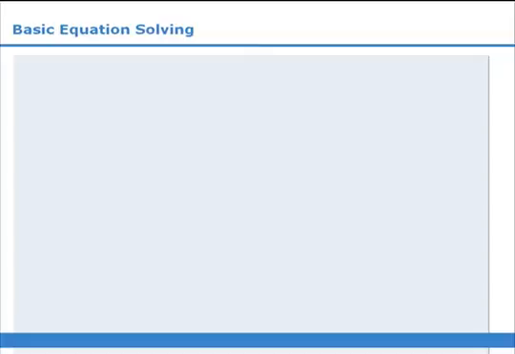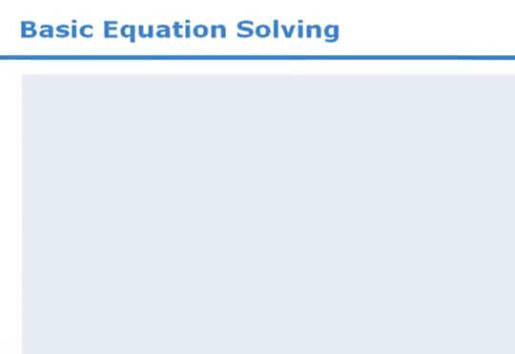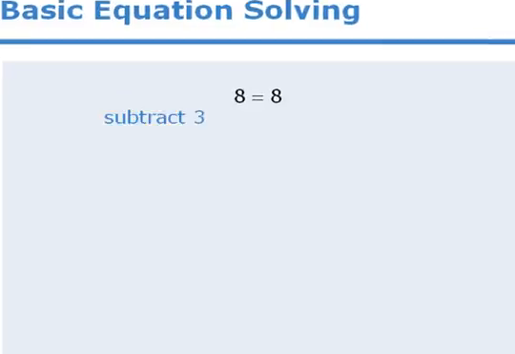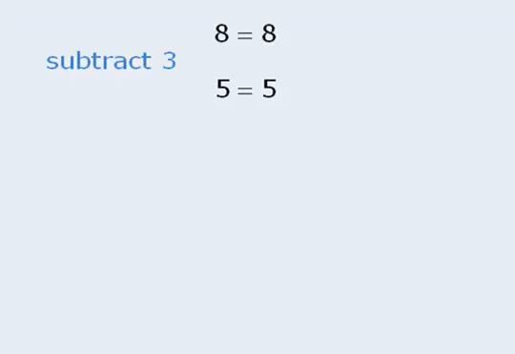In this lesson, we will examine some techniques for solving basic equations. These techniques are a consequence of the following observations. Notice what happens if we begin with two equal values and then subtract 3 from both sides of the equation. When we do this, we get equal values on both sides.